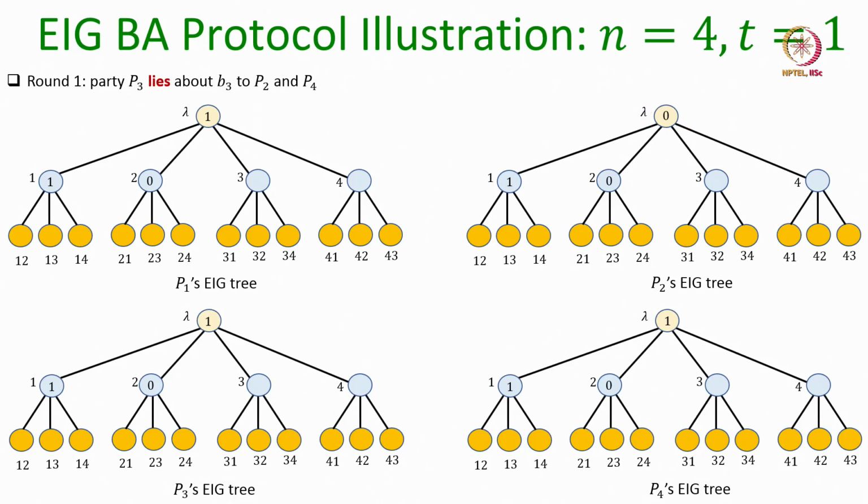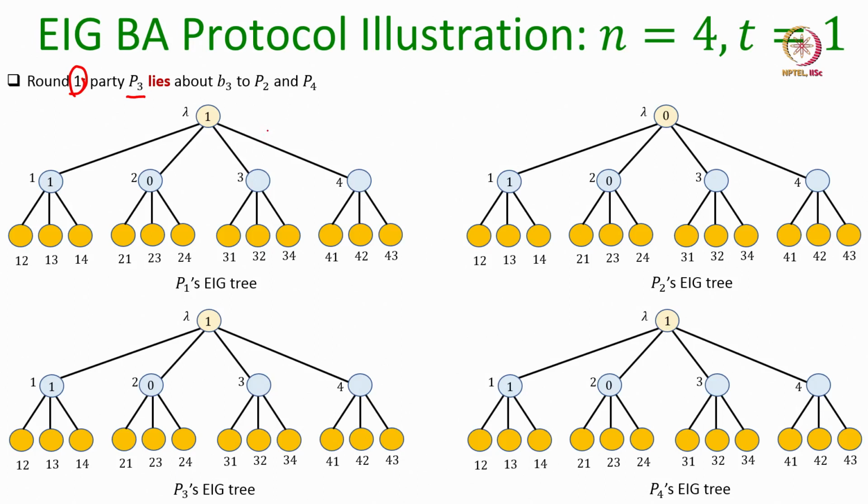Now, recall we assumed that P3 is corrupt. We are still in round number 1. As per the EIG protocol, P3 is supposed to tell everyone that the value of its root node is 1. That is what P3 is supposed to do, but P3 now behaves maliciously. He lies to party 2 and 4 about its root value.